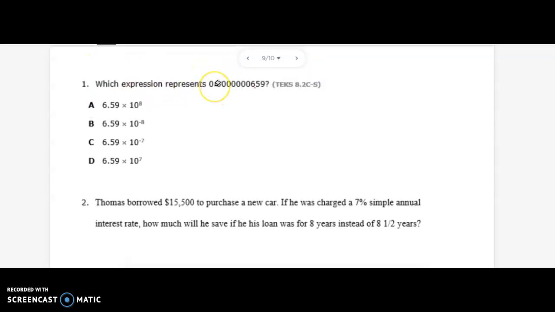So, this scientific notation, remember anytime you have all the zeros behind the decimal point, it's going to be to the negative power. So let's go ahead and do our loops. 1, that's 2, 3, 4, 5, 6, 7, and then 8. So our decimal point will go there. So that number will be 6.59, and that's going to be times 10 to the negative 8, making that one B.